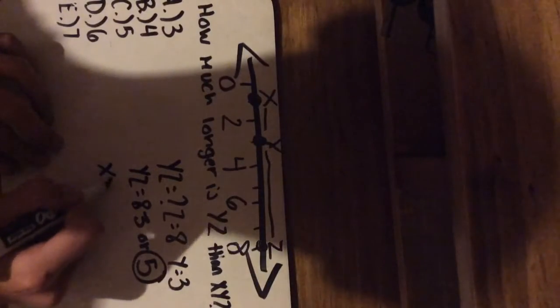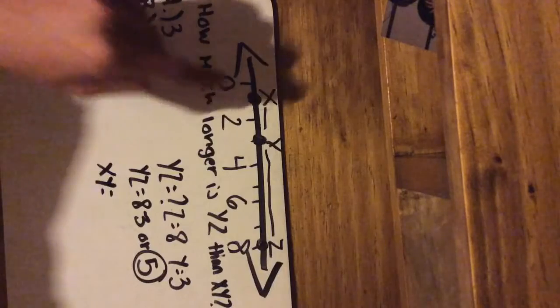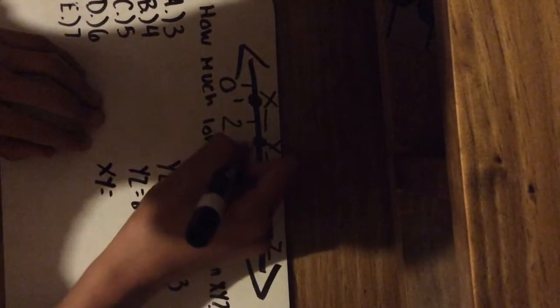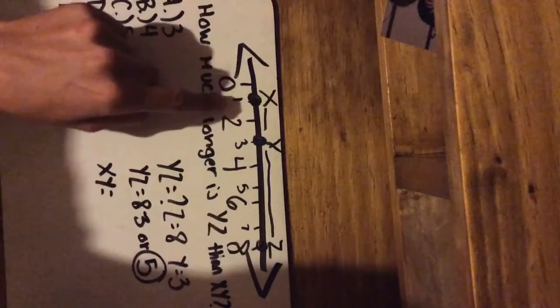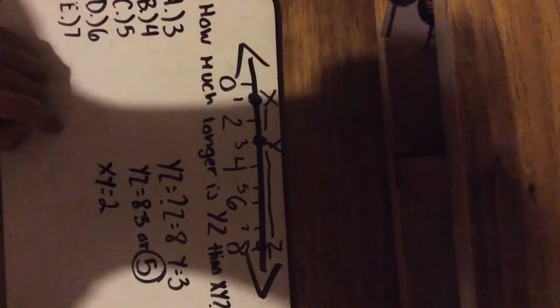Now XY, once again, assuming that the X right in between the 0 and the 2 is going to equal 1. So let's just label these real quick. 1, 3, 5, 7. 1 to 3 is going to be 1, 2. So XY is going to equal 2.